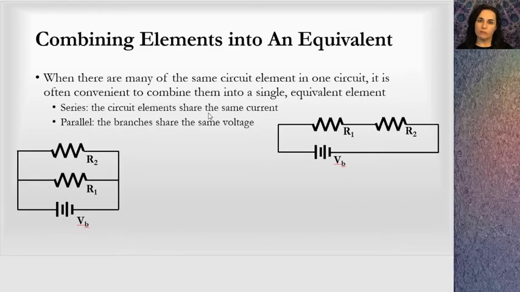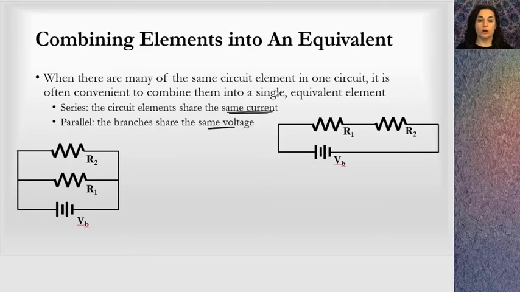Okay, so we can get more particular about what it means to be in series and in parallel, because this is where the definition of series and parallel really challenges students to identify whether resistors are in series or parallel and what order they're in. Okay, so series means that the circuit elements share the same current. That's what series means. And parallel means that the branches share the same voltage.